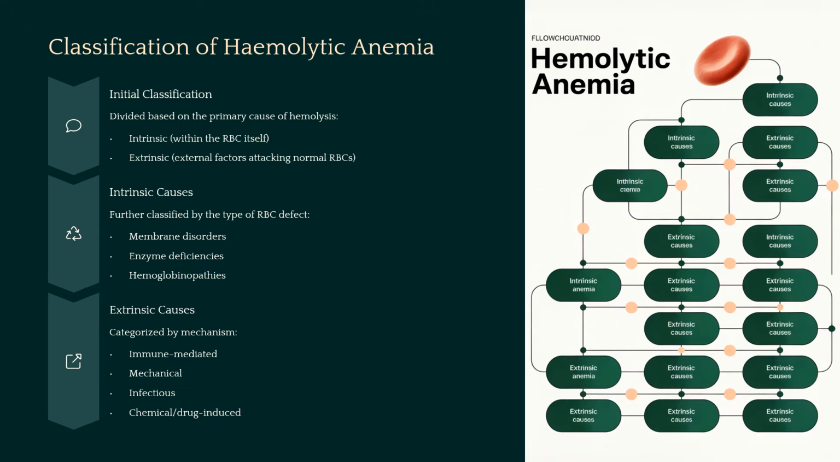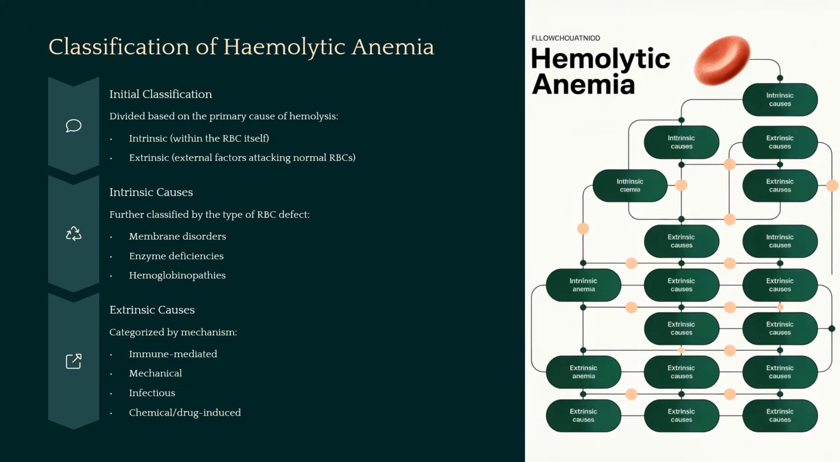So this is the classification of hemolytic anemia. The initial classification is divided into primary causes of hemolysis depending upon the cause. Cause number one, intrinsic, where the RBC is destroyed due to a defect within itself. Extrinsic, where external factors attack the normal RBC. So the initial classification depends upon the primary cause. The cause may lie within the RBC or it may lie outside the RBC.